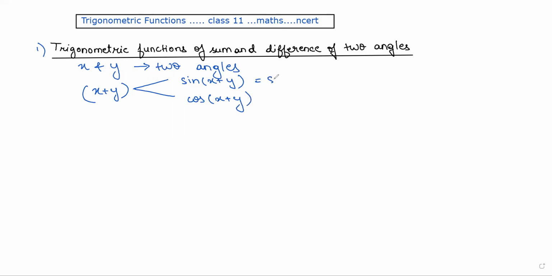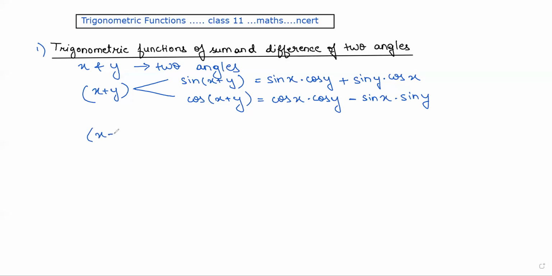Sine x plus y is sine of first angle into cos of second angle plus sine of second angle into cos of first angle. Cos x plus y would be cos of first angle into cos of second angle minus sine of first angle into sine of second angle.